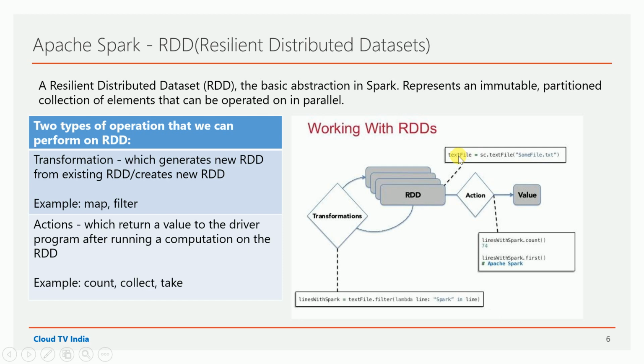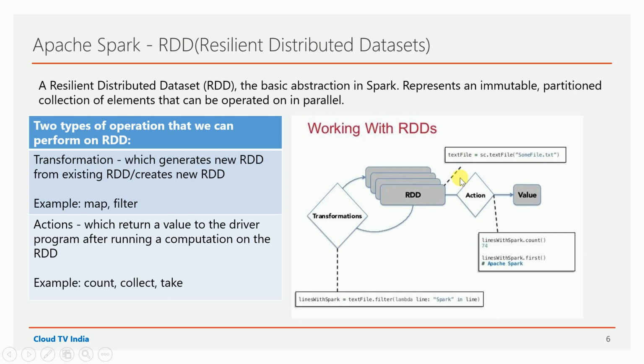Then once you get the RDD, as I told you, it is immutable, but you can do operations on the RDD and derive a new RDD. On an RDD you can do two types of operations. One is a transformation, which generates a new RDD from the existing RDD. For example, I read the data from a text file which has 10 lines. So 10 lines will be in this RDD.